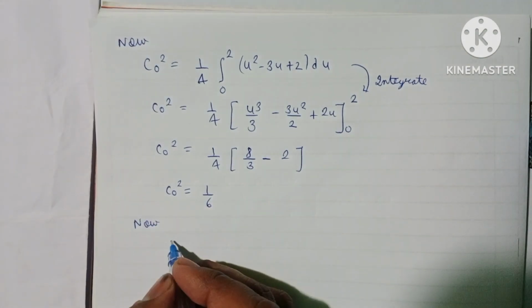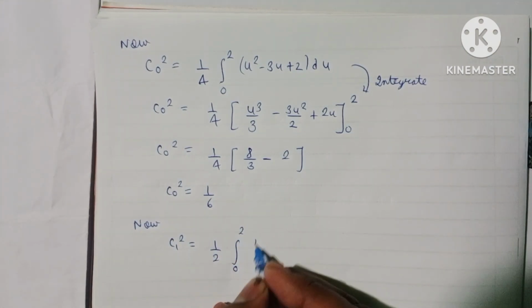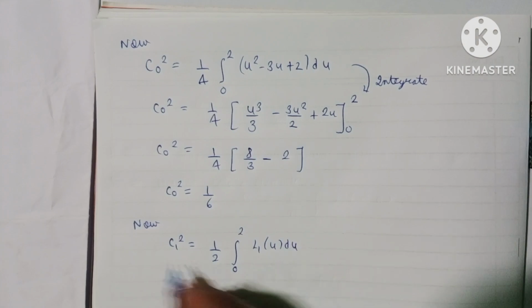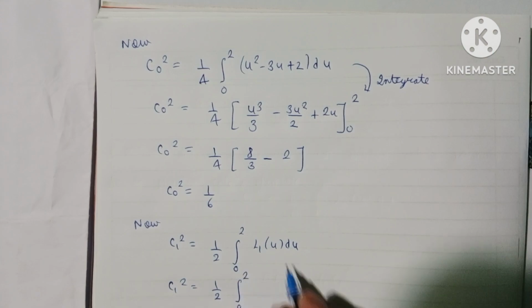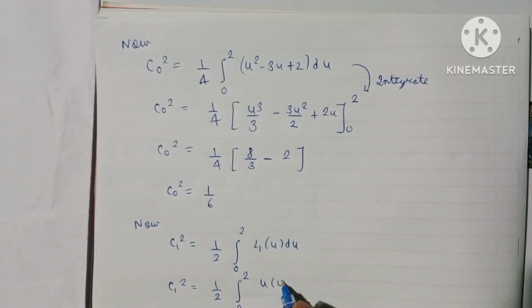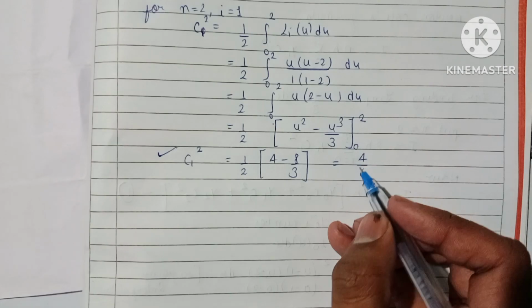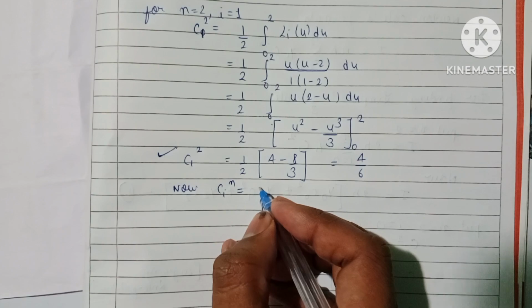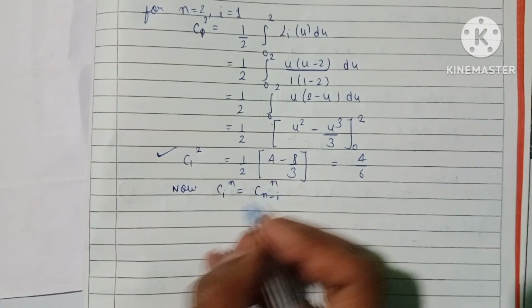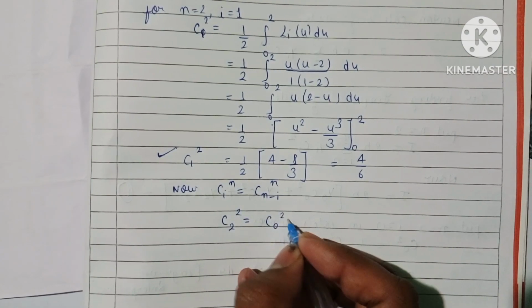Now for C1^2 equal to 1 by 2 integration from 0 to 2 of L1(u) du. C1^2 equal to 1 by 2 integral from 0 to 2. From Lagrange interpolation we expand it and it gives (2u minus u square) du. Solving it, we will get C1^2 equal to 4 by 6. Now by the formula C_i^n equal to C_(n minus i)^n, we will get C2^2 equal to C0^2, which is equal to 1 by 6.